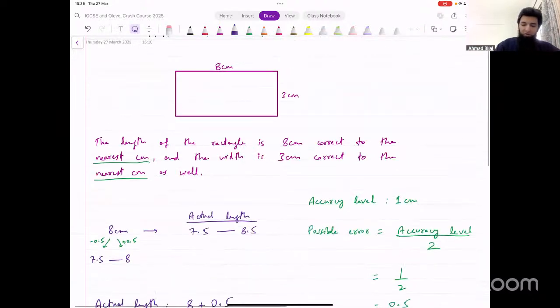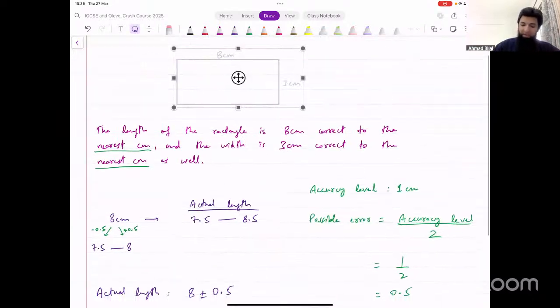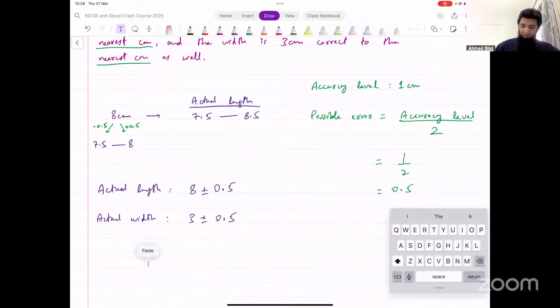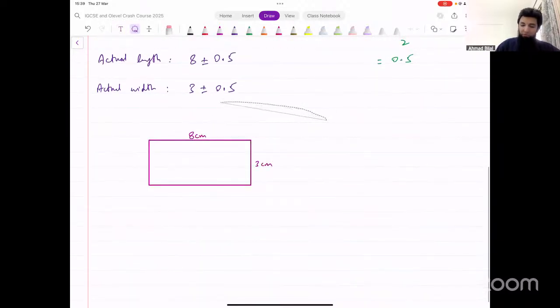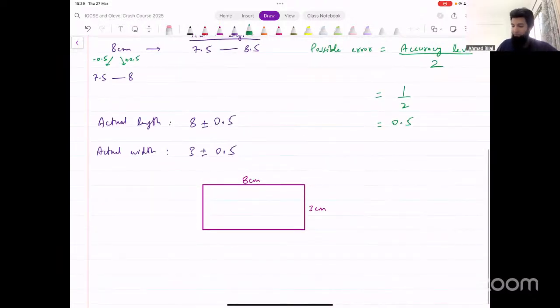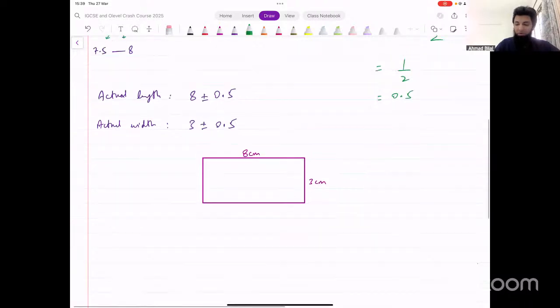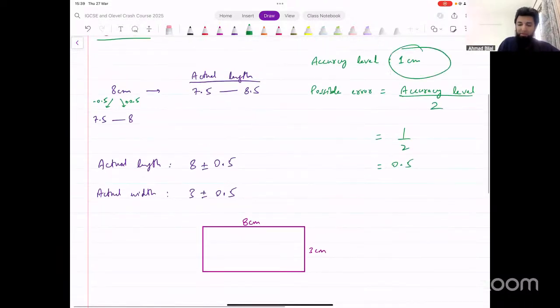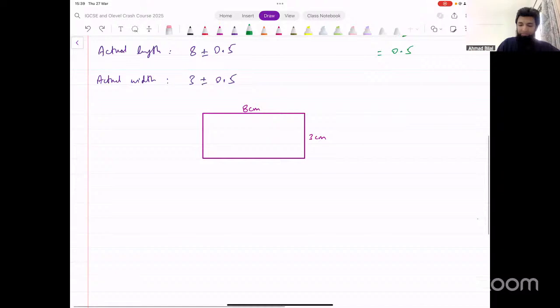So if I were to copy that rectangle here again, and now based on that understanding, if you were told that this is a rectangle and you're measuring the length and width of this rectangle using a tool that can give you a number correct to an accuracy level of 1 centimeter, to the nearest 1 centimeter, what would be the upper bound of the length of the rectangle? The maximum possible length of the rectangle. How can you find that?